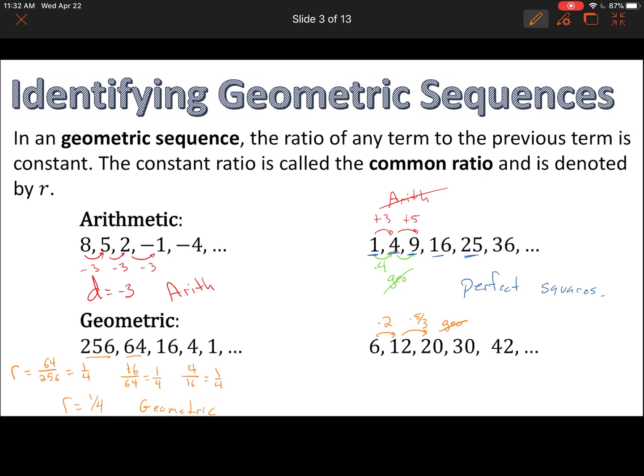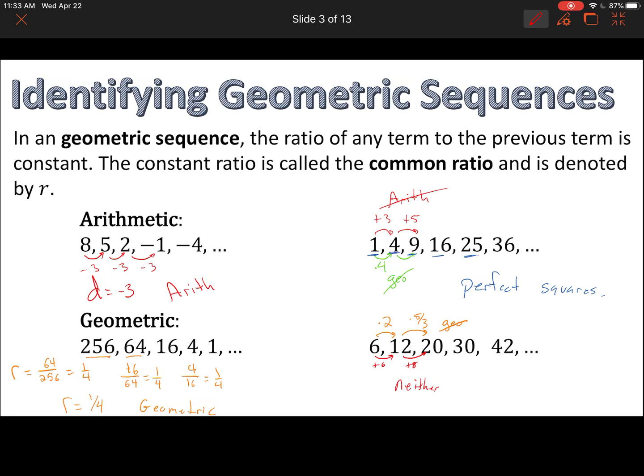I can then quickly check if it's arithmetic. So I added 6. Let's check if I did that again. I added 8. I did not. I'm also not noticing anything special. Like I don't see perfect squares here. I'm not seeing any sort of formula. So this is neither arithmetic nor geometric, and it's also not anything I really want to talk about like the perfect squares was.